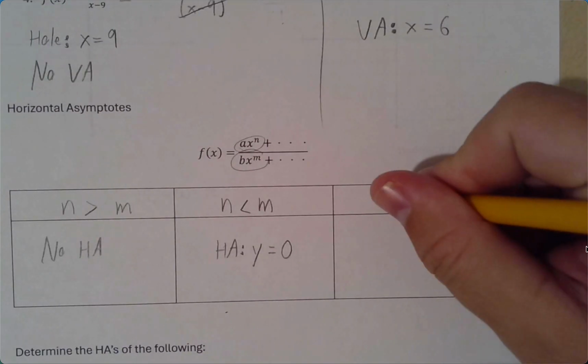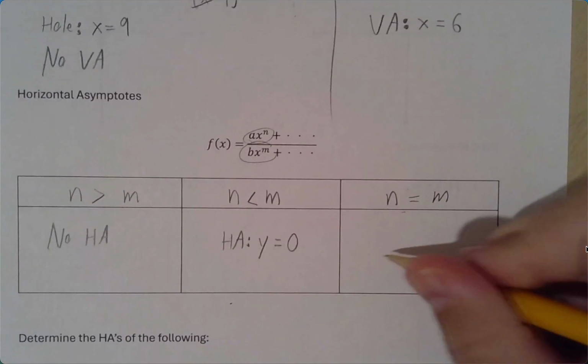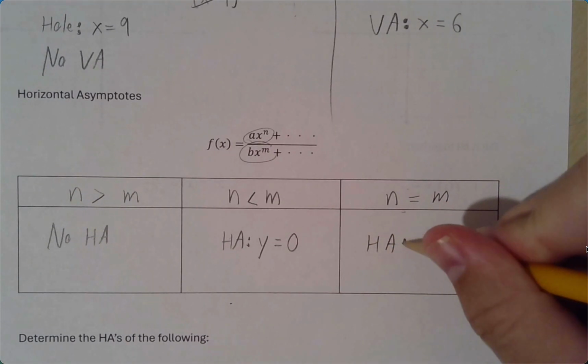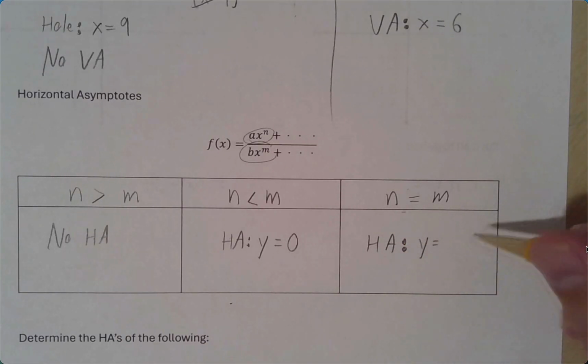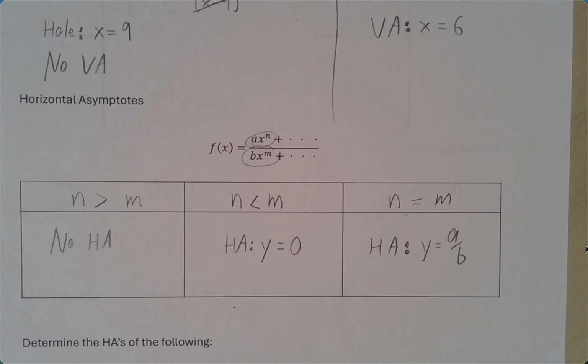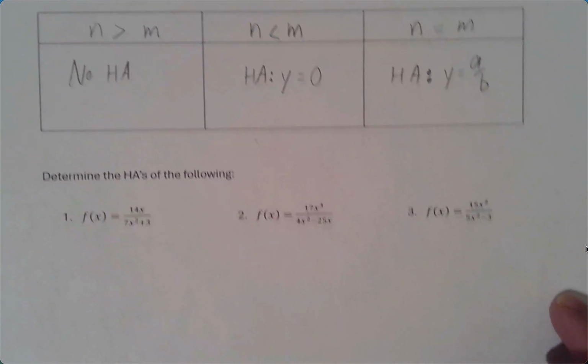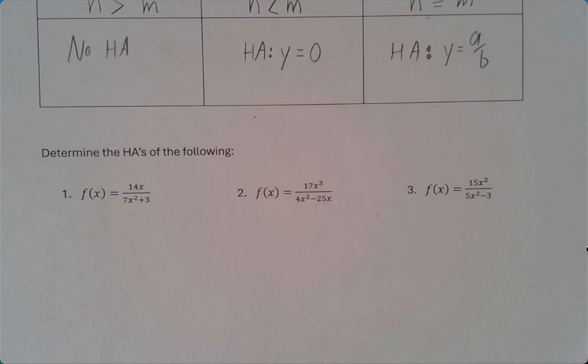Now the last one, if it's not greater and it's not less, then they must be equal. And what happens then? You do get a horizontal asymptote, and the horizontal asymptote finally is a over b. I bet you were wondering, why did we write down the coefficients and never use them? Because they're right there in our third example. All right, with that being said, let's determine the horizontal asymptotes of these 3. You should honestly be able to answer each one of these, hopefully in about a minute. Take some time if you want to try it, but we're going to go ahead and blaze forward.